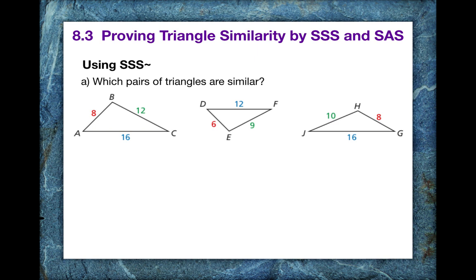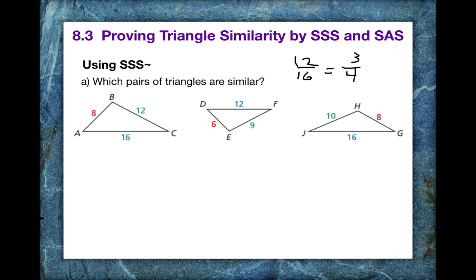Let's take a look at this triangle and this triangle. So if we go from 16 to 12, that means we're going to have 12 sixteenths, which is the same thing as 3/4. So let's see if the other sides are also 3/4. Let's take the shortest side, 8 to 6. Well, 8 to 6 is 3/4 because it's 6 over 8.